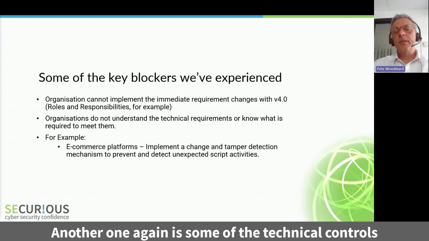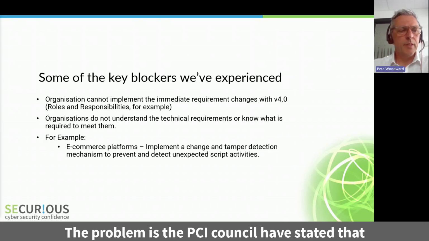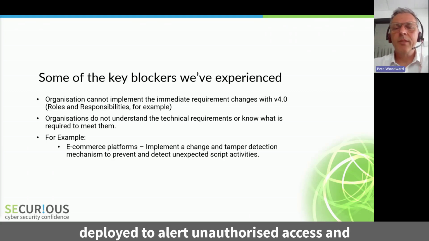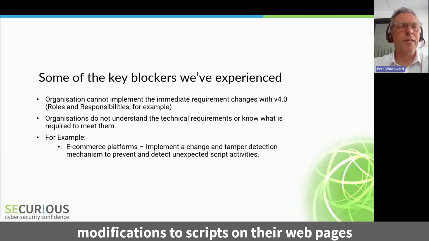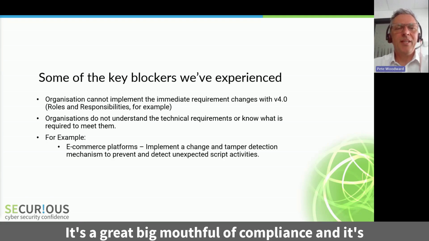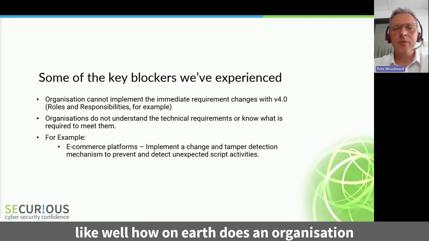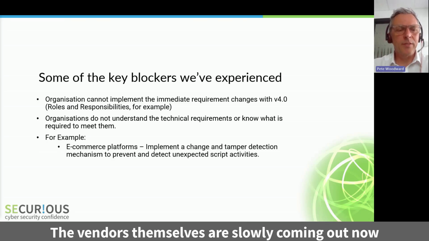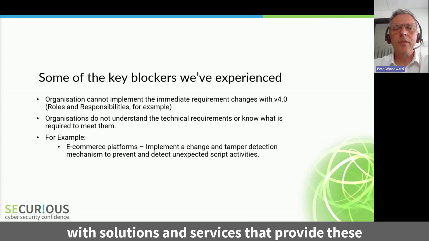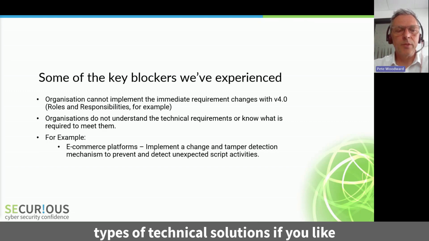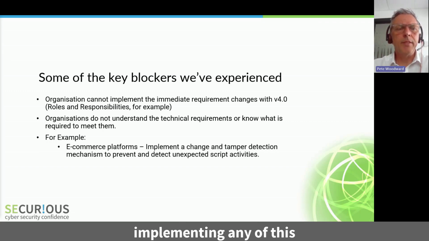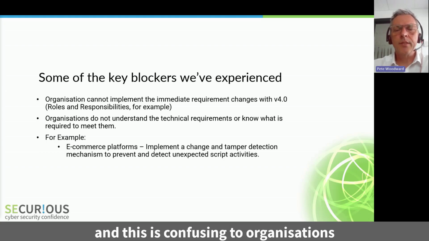Another one again is some of the technical controls. The PCI Council have stated that change and tamper detection mechanisms must be deployed to alert on unauthorized access and modifications to scripts on web pages. It's a great big mouthful of compliance, and it's like, well, how on earth does an organization begin to look at a solution for that? The vendors themselves are slowly coming out now with solutions and services that provide these types of technical solutions, but we're in early stages at the moment of implementing any of this, and this is confusing to organizations.